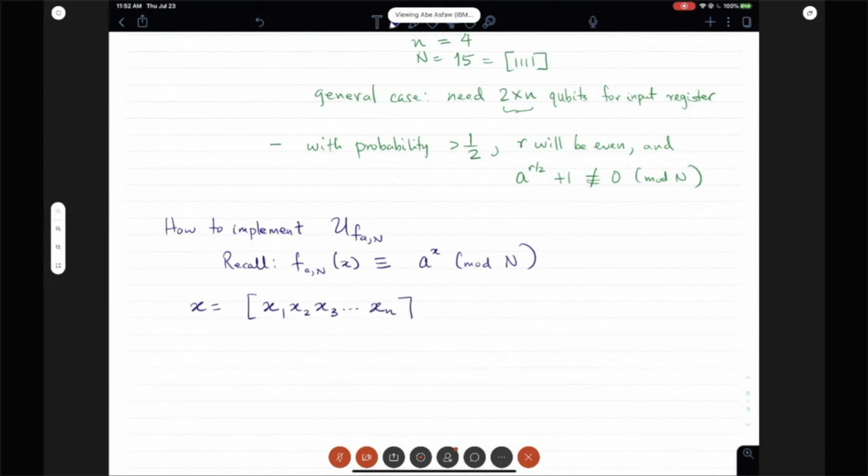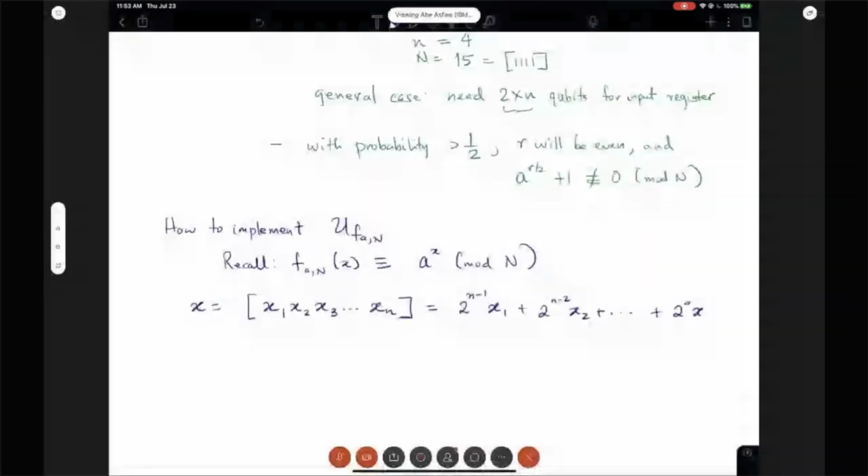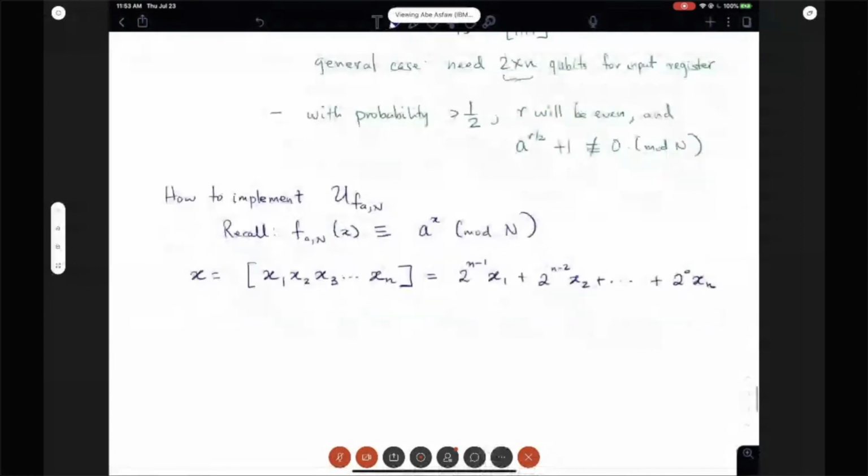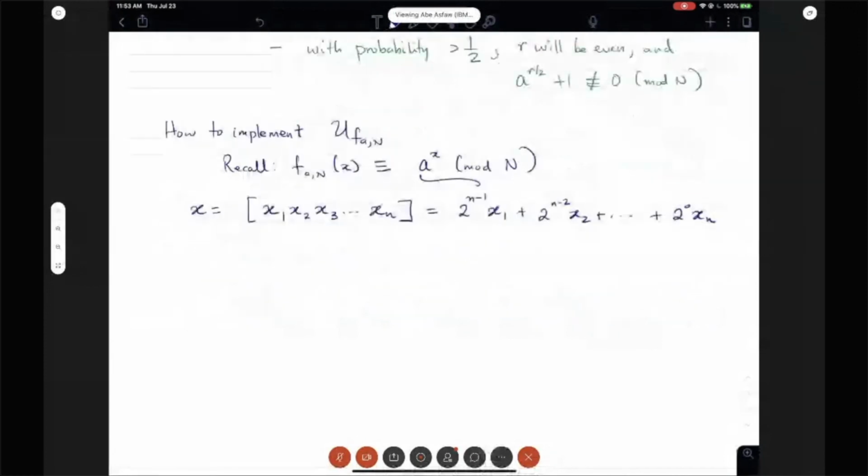And so the decimal representation is 2 to the power of n minus 1 x1 plus 2 to the power of n minus 2 x2 plus going down all the way to 2 to the power of 0 of xn. Okay? So I can rewrite f, this definition that I gave here, by saying f_{a,N} of x is equivalent to a to the x modulo n. What is a to the x modulo n?